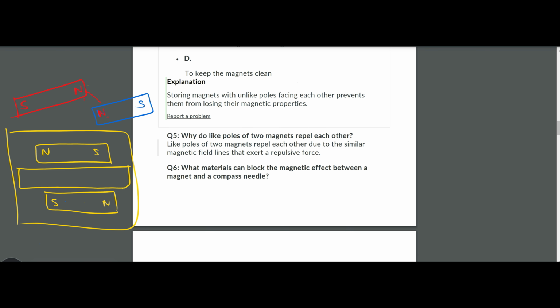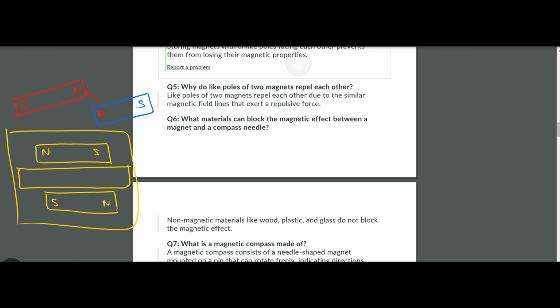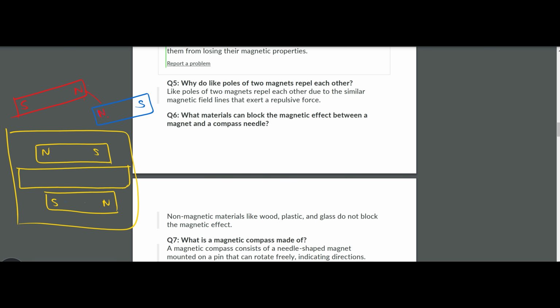Why do like poles of two magnets repel each other? Why do norths repel each other, and why do souths repel each other? Like poles of two magnets repel each other due to similar magnetic field lines that exert a repulsive force. That means here a north pole and another north pole are giving two similar magnetic field lines. Because of that, repulsive force arises, and this we will study in the next class. In 10th class we can study this in detail.